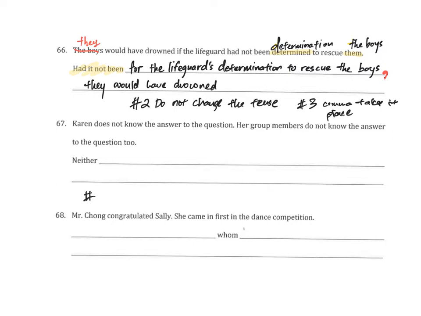Whenever we have neither nor or either or, can anyone remember what is the rule when it comes to which subject agrees with the verb? I think Jaden was one of the kids I asked yesterday. Which subject in this question agrees with the verb? Is it Karen or is it her group members? There are two subjects here. I'm going to go ahead and highlight them. One is Karen, subject number 1. And the other one is her group members. I'm highlighting that, and I'm going to put number 2 next to that.